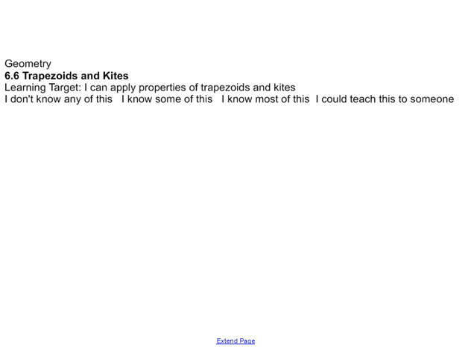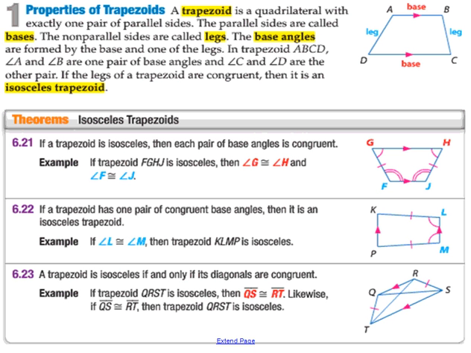Hi guys, we are now working on chapter 6, the 6th lesson, and this is about trapezoids and kites. We're learning to apply the properties of trapezoids and kites. You look at your notes here, properties of trapezoids. Trapezoids have one set of parallel lines. So one set of parallel lines, that's going to show you that it's a trapezoid.